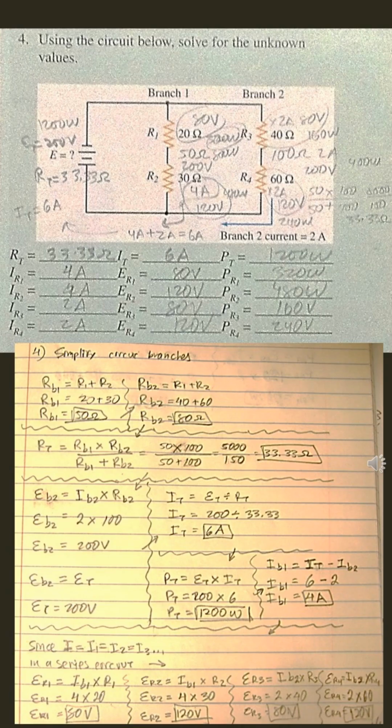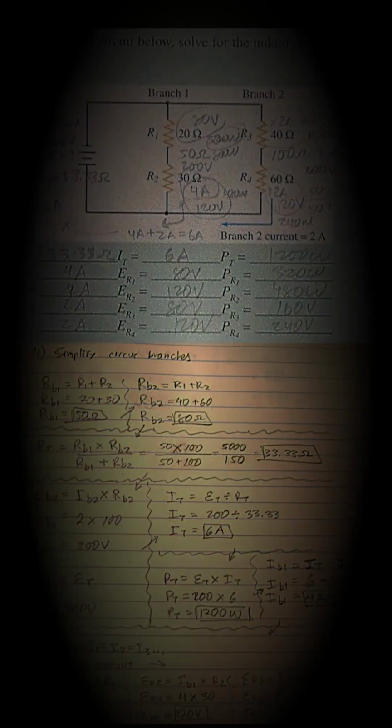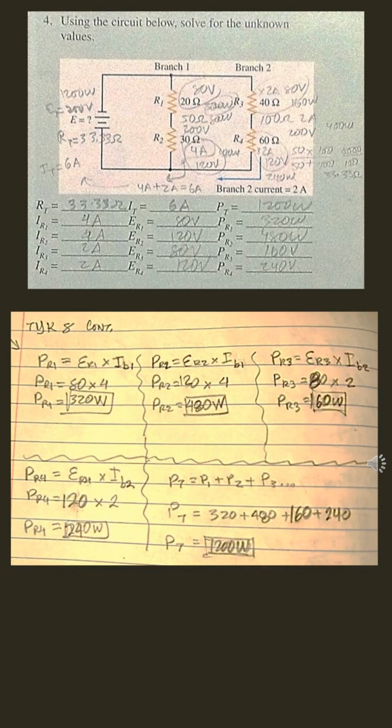And lastly, we do the same thing for the voltage drop at resistor 4, which equals the current at B2 times the resistance value of R4. And we have 2 amps times 60 ohms, or 120 volts. We continue with the power at R1, which is the voltage drop at R1 times the current at B1, or 80 volts times 4, which is 320 watts. Same steps to find the power at resistor 2, which equals the voltage drop at resistor 2 times the current at B1. In this case, 120 volts times 4 amps, or 480 watts.